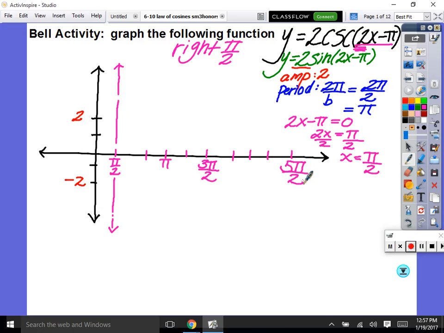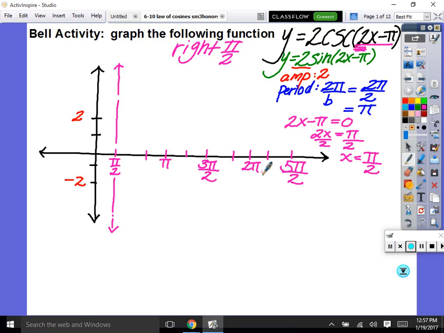Okay, sweet. Then let's find the halfway mark. Here we go: 5, 6, 7, 8 pi halves, which is 4 pi. Then we'll divide it by 2, so that's 2 pi right here. Okay, that's probably good enough.